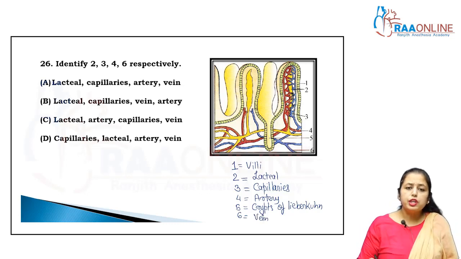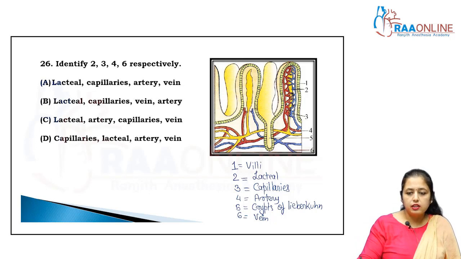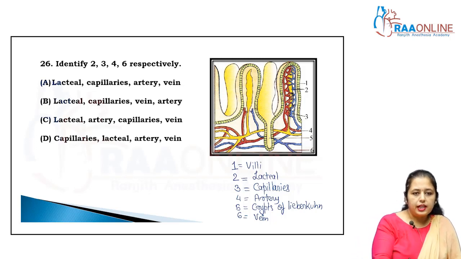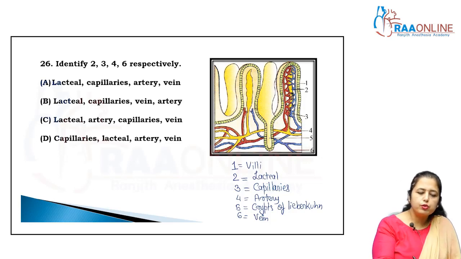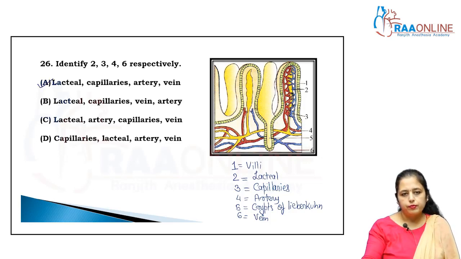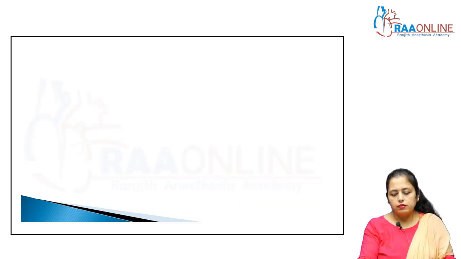So now 2, 3, 4, 6. 2 is lacteal, 3 is capillaries. Lacteal, capillary, that is in between A and B. Now 4 and 6, artery and the vein, right? Lacteal, capillary, artery and vein. So the answer is A, right? Come to the next question.